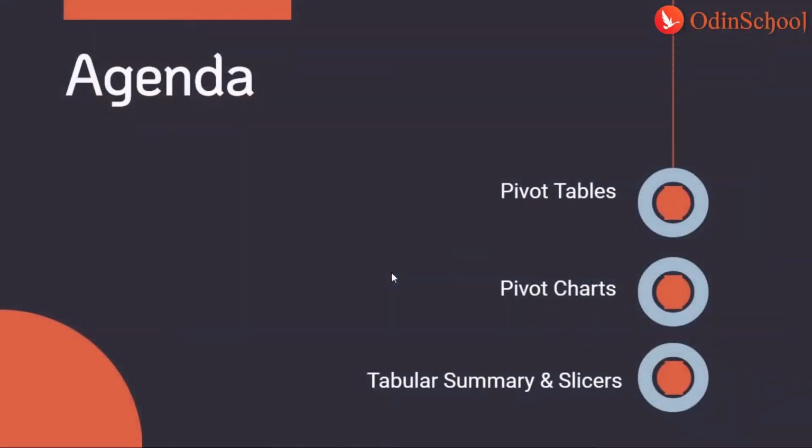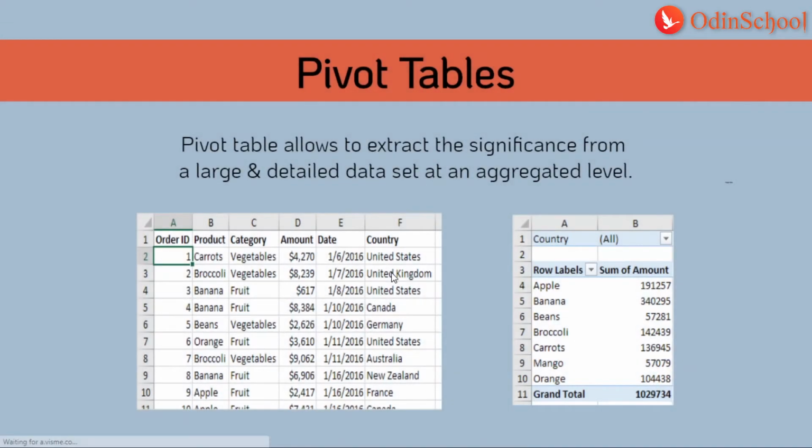Let's get into today's agenda. Today's agenda is to understand what pivot tables are, what pivot charts are, and how we can take the help of pivot tables and still see the data in a tabular summary. How can we add slicers, which are basically filters, but dynamic in nature? How can we add or work on slicers to make sure that we understand the complete information? That's what we are going to learn.